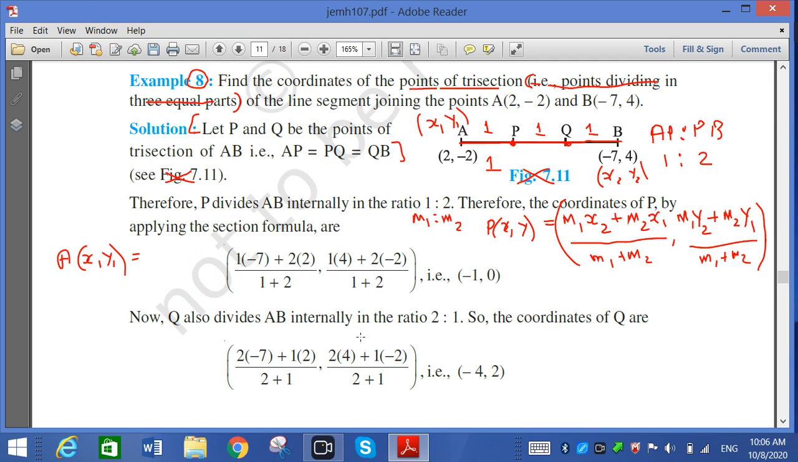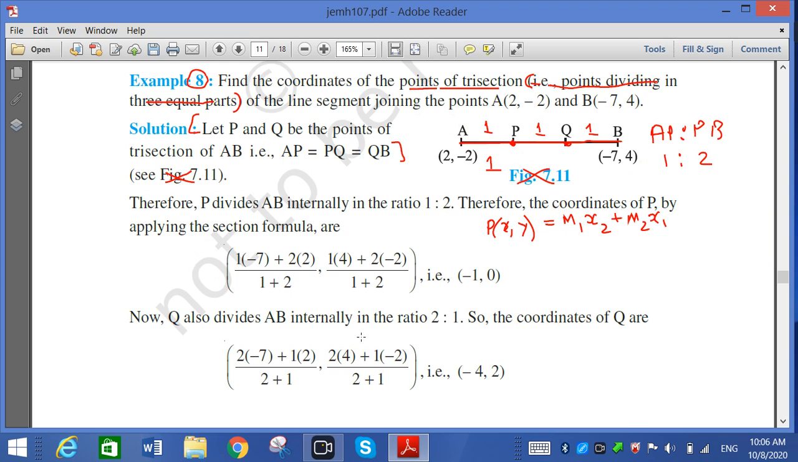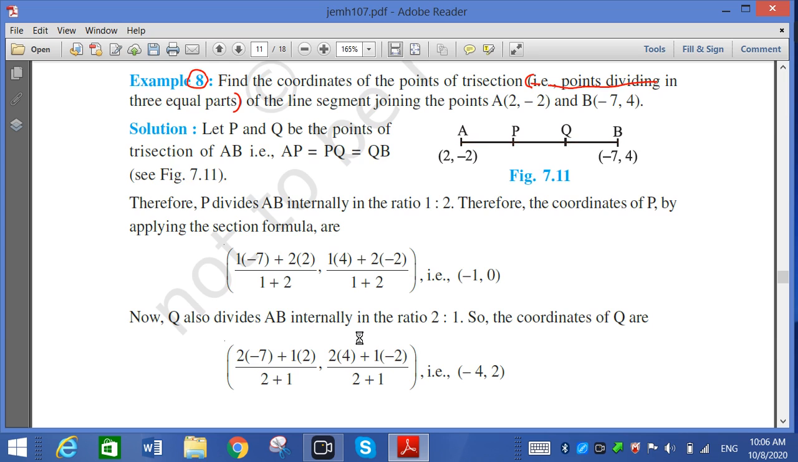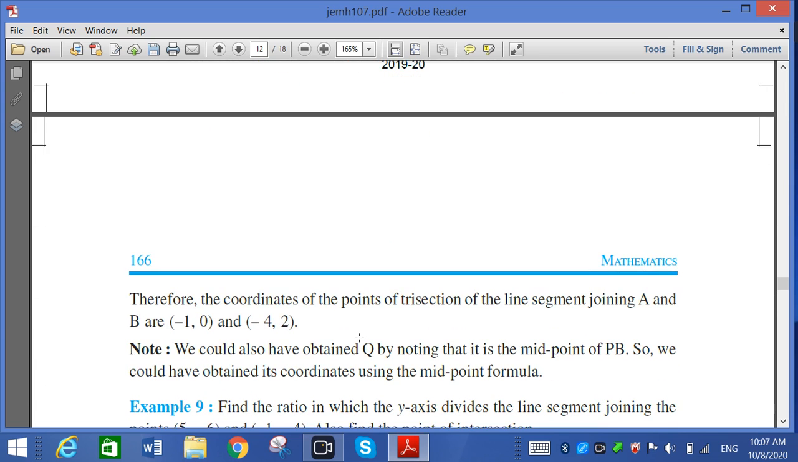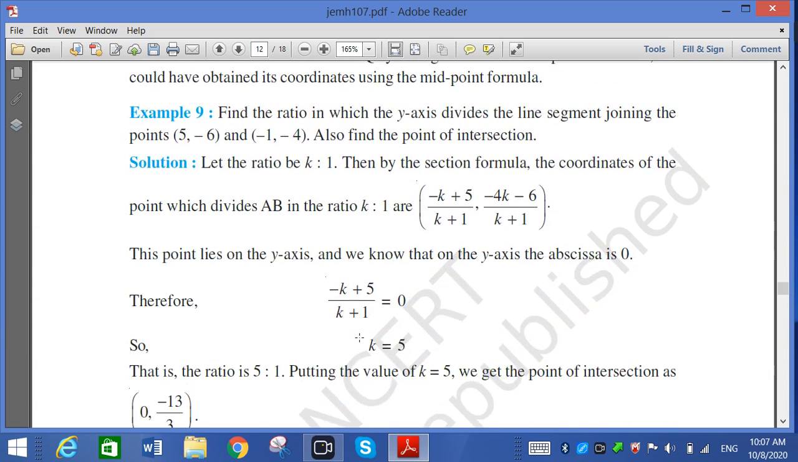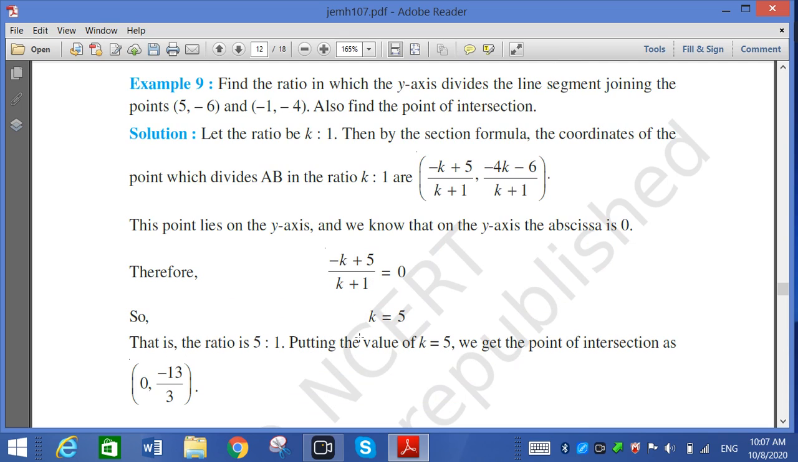So question number 8 we have completed. It is trisection, the same sum as in exercise 7.2. We can do it next. Now question number 9. We are discussing example number 9.